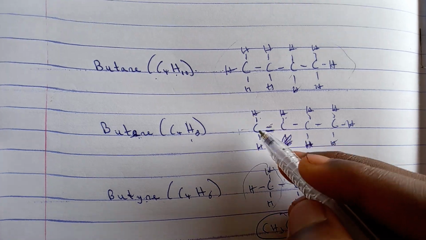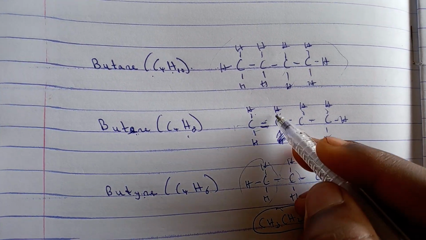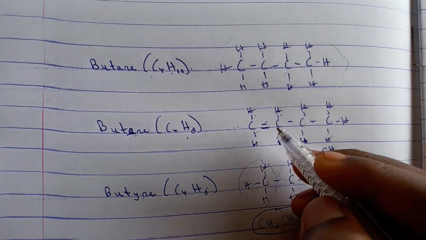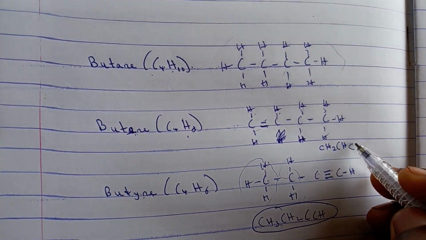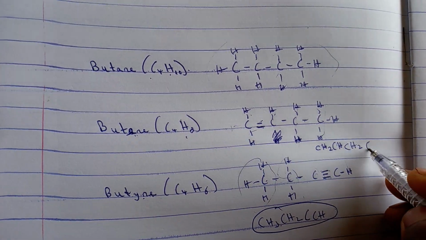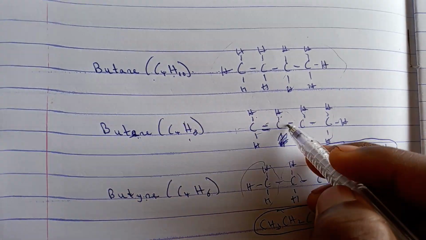So this one also, they can write in this format. So how will you write it? This will be CH2, then CH, then CH2, then CH3. So this is the condensed structural formula for butene.